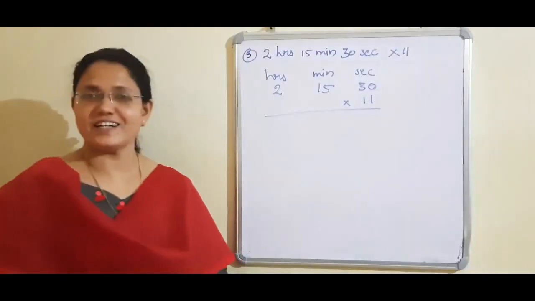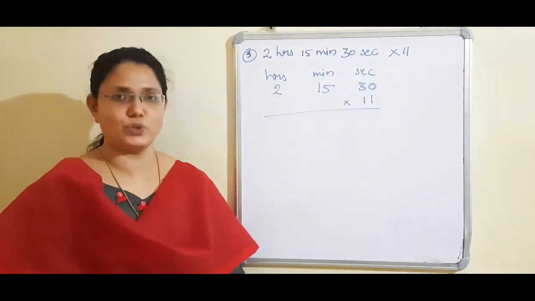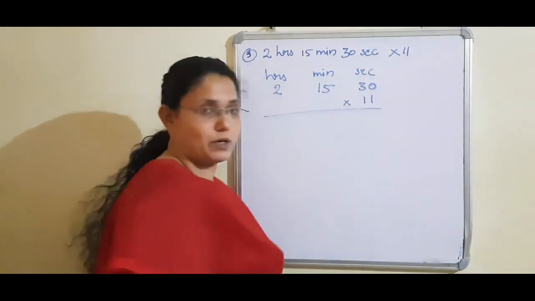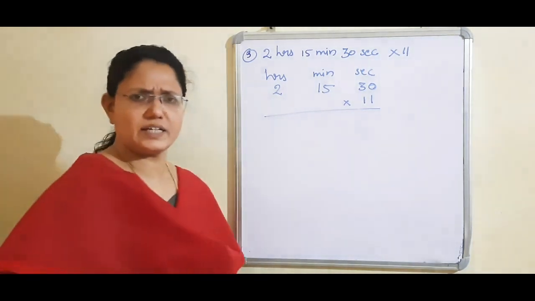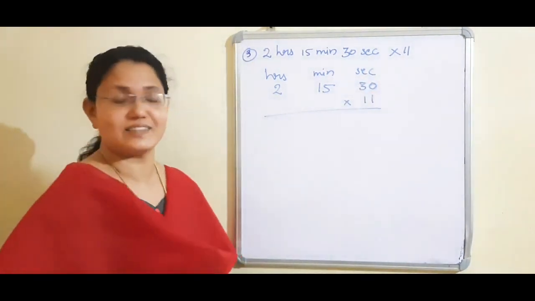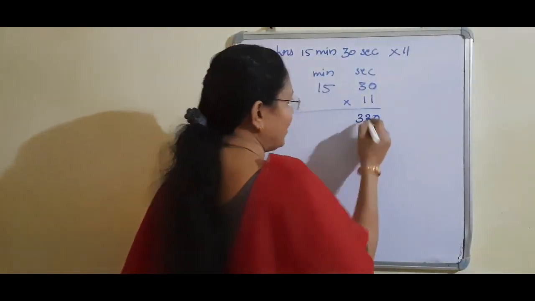Okay, dear children, now here we have to multiply the time by a 2-digit number. That time we should multiply it separately and write its answer below this. First 30 into 11. We know 30 into 11, we can multiply 3 by 11. What is 3 into 11? 33, and put the 0 also. Therefore it is 330. Okay.